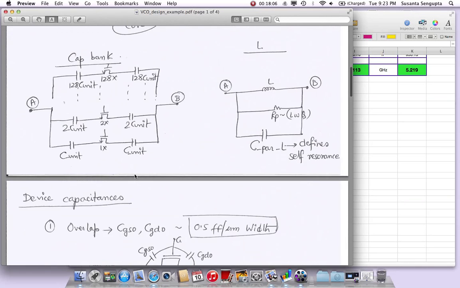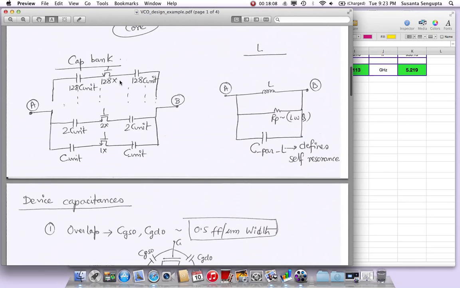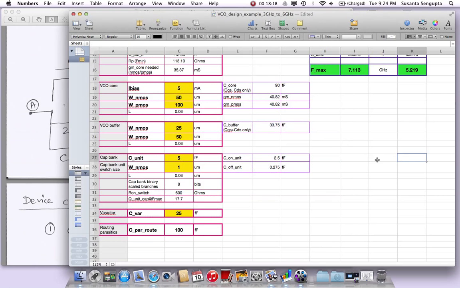As I mentioned, the cap bank, as I'm treating it here, is built up of 8 binary branches, as we talked about. So what is the smallest unit cap, and what is the device size that we're going to use? That is captured here. This gives a unit size, which let's just assume is 5 femtofarad. These are mostly metal capacitance, whether MIM cap, fringe cap, or any other kind of metal, meaning very linear capacitances.